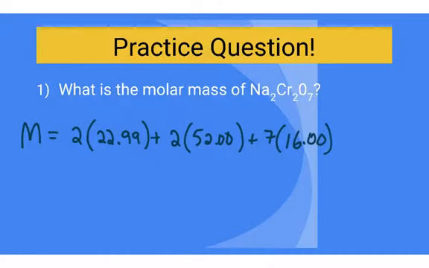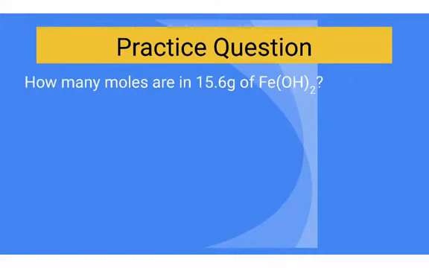Now your values for molar mass might differ depending on your periodic table. I'm using the grade 12 version. So my grand total then is 261.98 grams. Now let's tie in that relationship with moles. My next practice question is, how many moles are in 15.6 grams of iron 2 hydroxide?